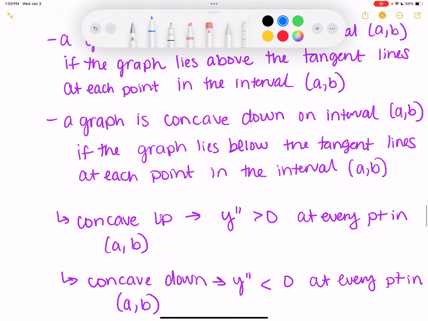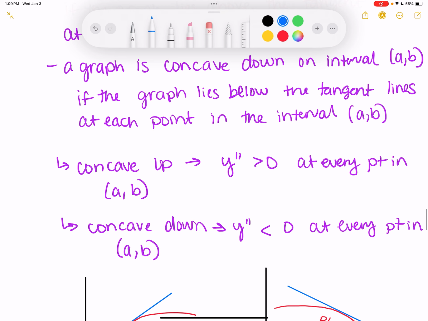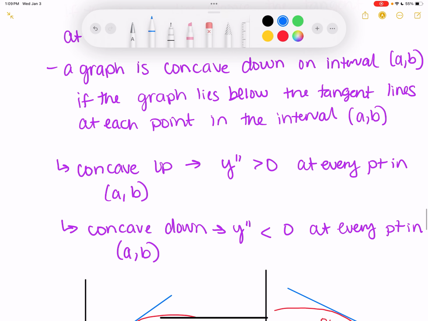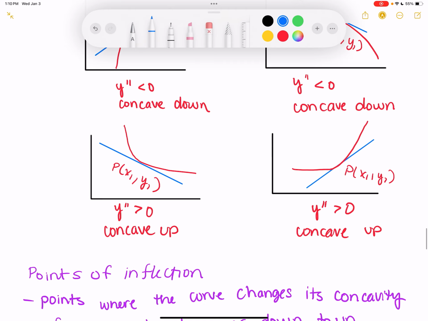What are you trying to write there? Right there. I don't think that is y double prime. But yeah, I don't know what that is. It will tell us if it's concave up or down, which will in turn tell us if it's a min or a max, which is basically what we're doing. But yeah, I don't remember.